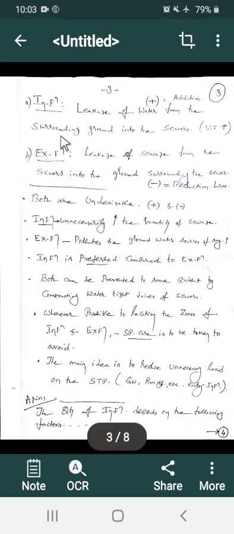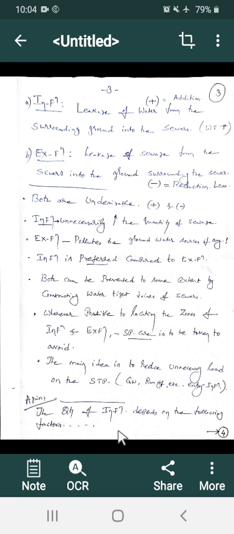We have already discussed infiltration and exfiltration, and what is the difference between these two. Which one is desirable to consider for the design of sewers? Both are undesirable. Addition is a problem, and reduction is also a problem. So these are the differences. You can study by looking into these notes. The quantity of infiltration depends on some factors.